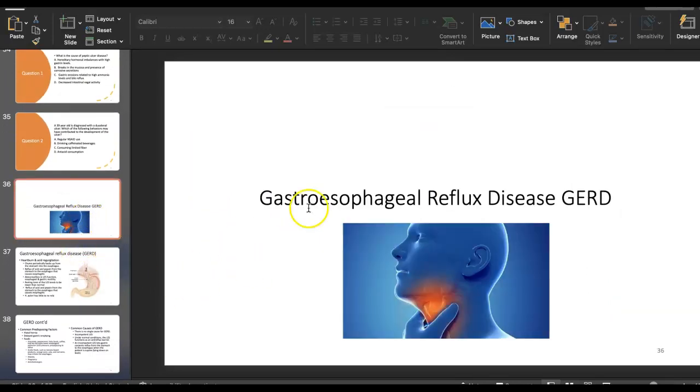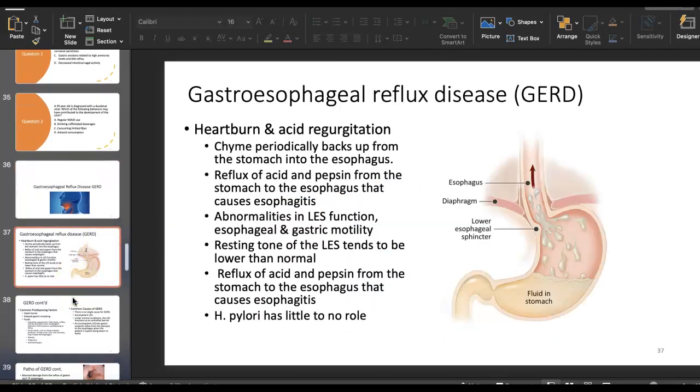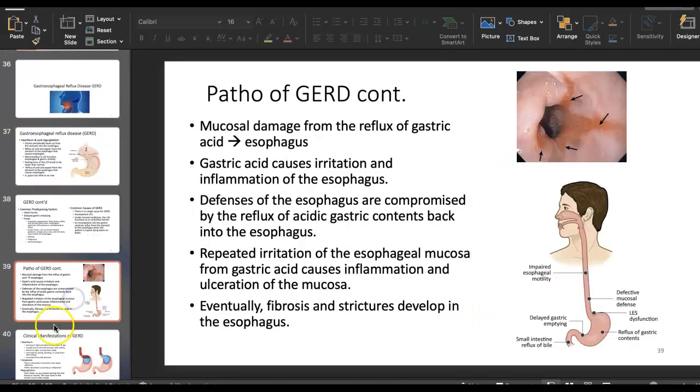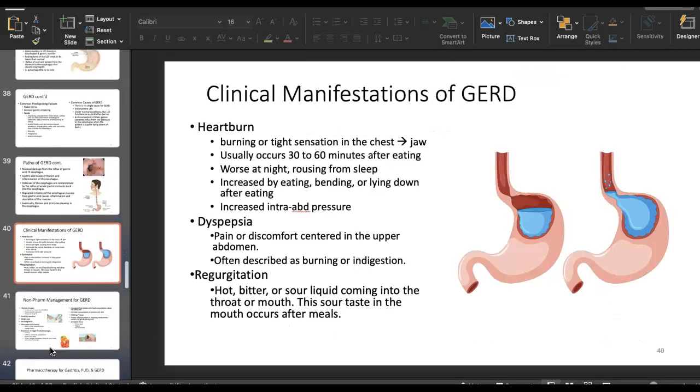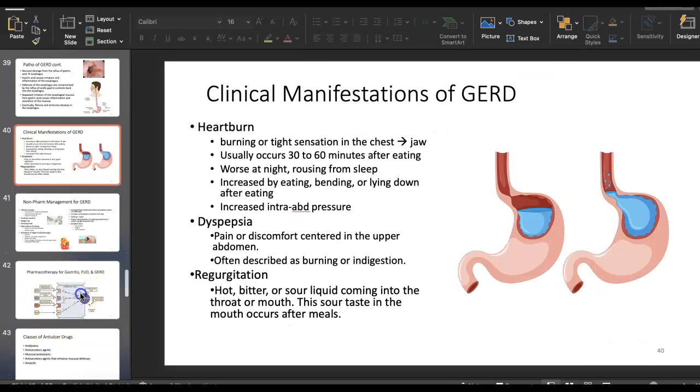And then to finish it up, we talk about GERD, which is gastroesophageal reflux disease, and it just explains what exactly it is, the pathophysiology of it, clinical manifestations, and then how you can treat it.